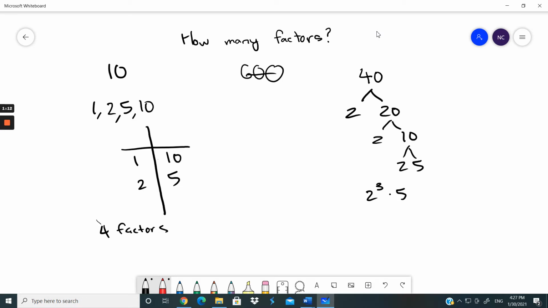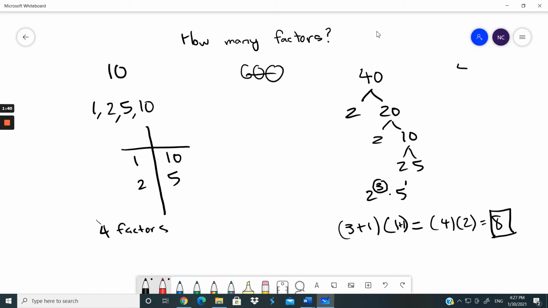What you have to do after that is take these exponents, 3, and this is actually a 1 here even though it's not written, and add 1 to each of these. And then multiply them together. 3 plus 1 times 1 plus 1, which is equal to 4 times 2, which is equal to 8. And that 8 is actually your total number of factors.